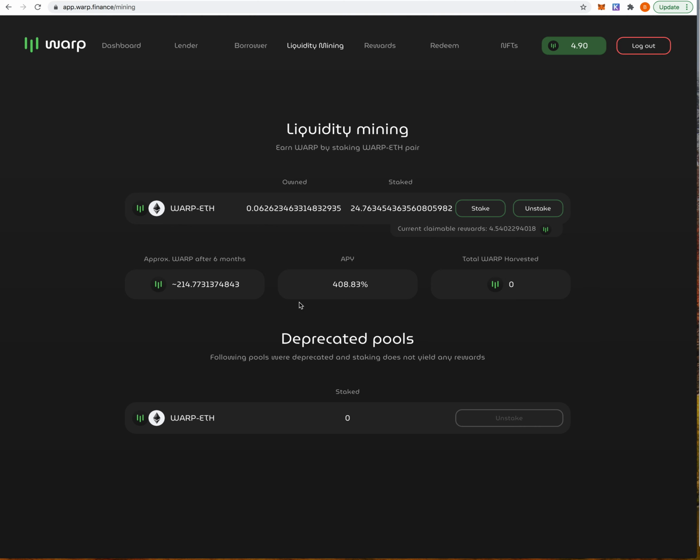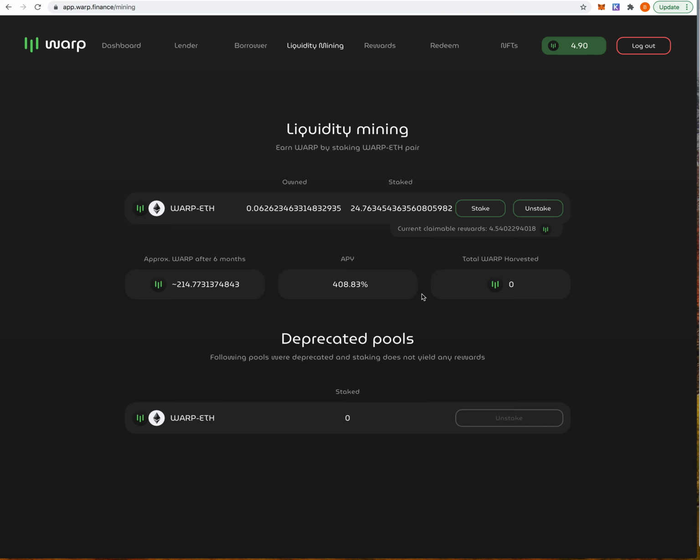The current APY is sitting at about 408%. That can and will be dynamic as people enter and exit the pool. Some days it'll be higher, some days it'll be lower. It really depends on how steady the amount staked into the pool currently is.